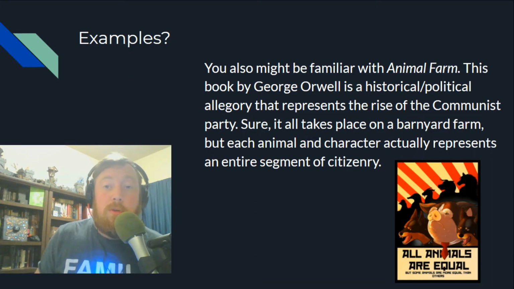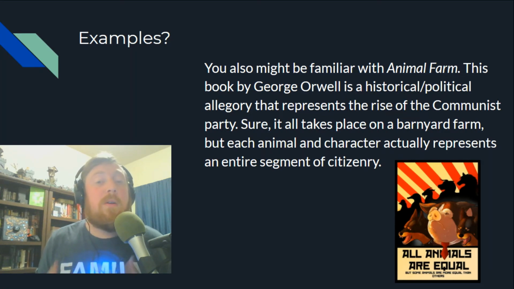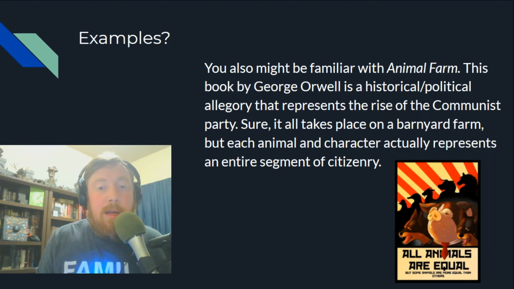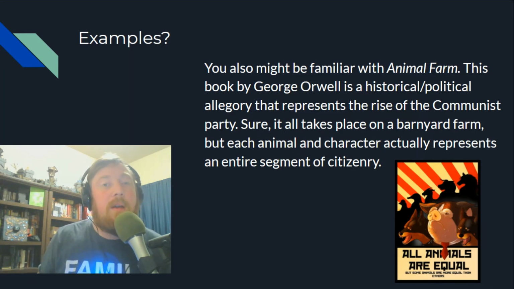In the same way, you might also be familiar with Animal Farm. This is a book by George Orwell, and this is actually a historical and political allegory that represents the rise of the Communist Party. Sure, it takes place on a barnyard farm, that's the literal setting, but each animal and character actually represents an entire segment of the citizenry during the communist rise.